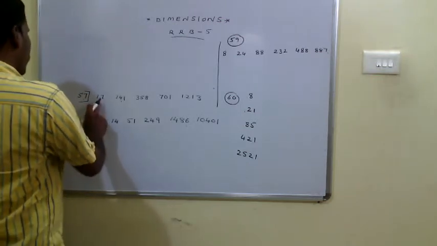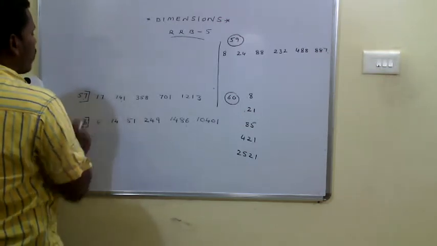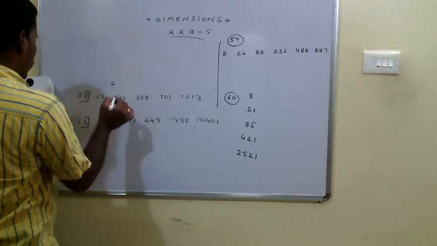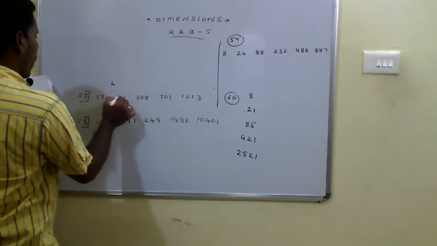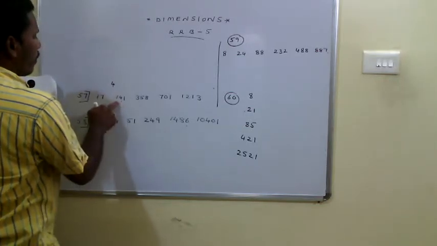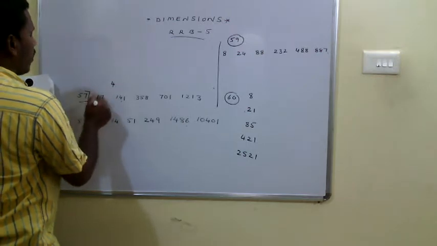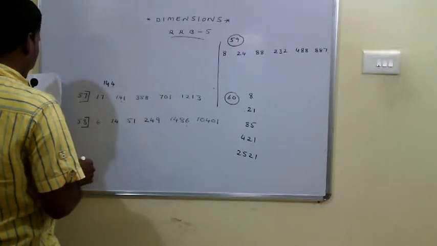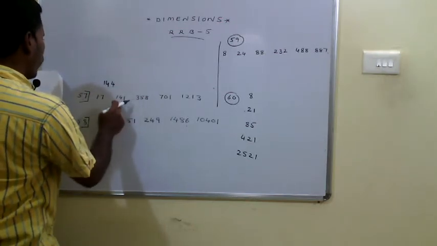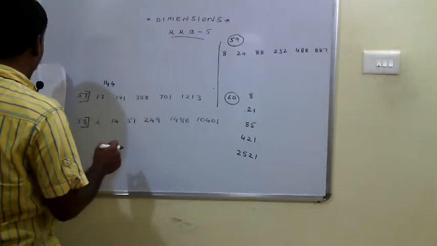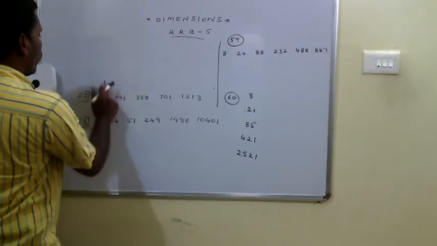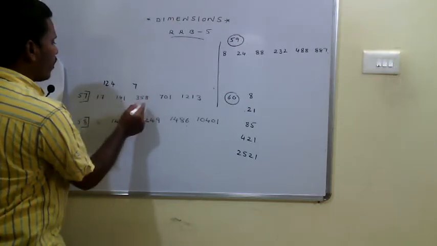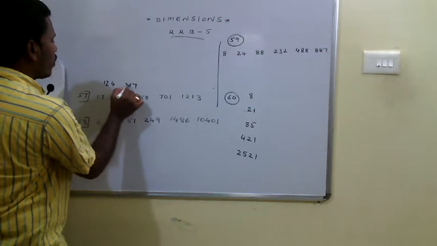What is the difference between 17 and 141? 141 minus 17 is 124. Next one, 358 minus 141: 8 minus 1 is 7, 5 minus 4 is 1, 3 minus 1 is 2, so 217.